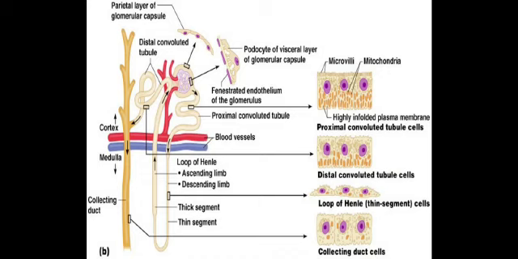The podocytes of the visceral layer. You can see a nephron with fenestrated endothelium forming the filtering membrane. It gets filtered into the tubule, and the structure differs in the proximal convoluted tubule, where we have microvilli and cells enriched with mitochondria with a highly enfolded plasma membrane, whereas the distal convoluted tubule doesn't have much microvilli. The loop of Henle has a thin segment of flattened cells, and so the structure differs in each part of the tubule.